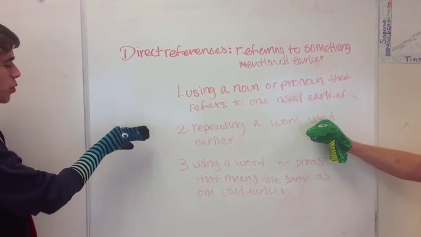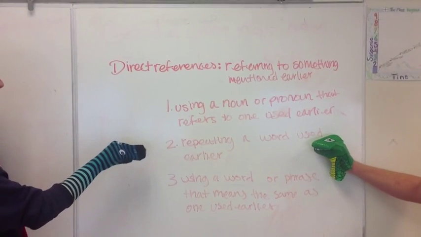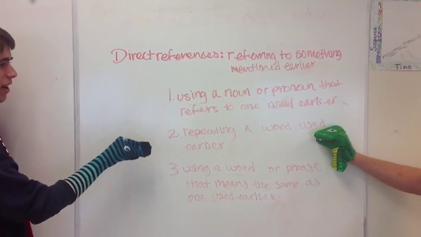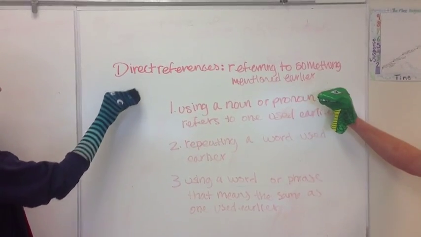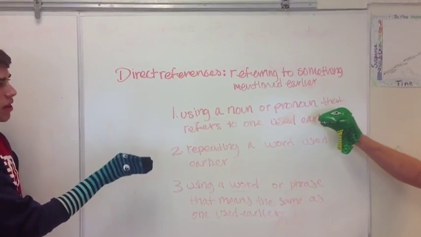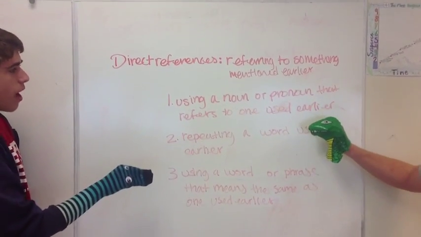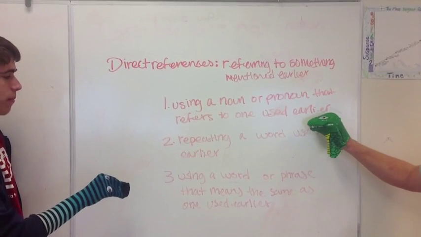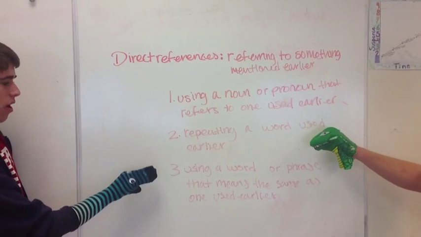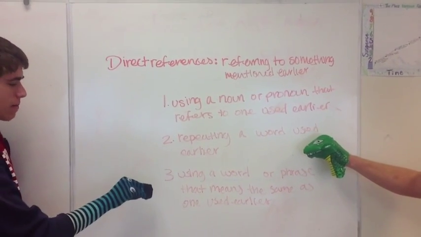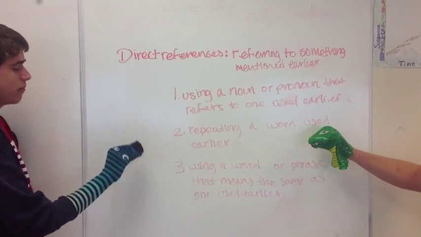Well, in addition to needing coherence in your order of ideas, you also need coherence between your ideas in your paragraph, yes? Alright, so you can do this with direct references. So that is referring to something mentioned earlier. You can also do it using a noun or pronoun that refers to the word used earlier, repeating a word used earlier, or using a word or phrase that means the same as one used earlier. Indeed. These create direct references.